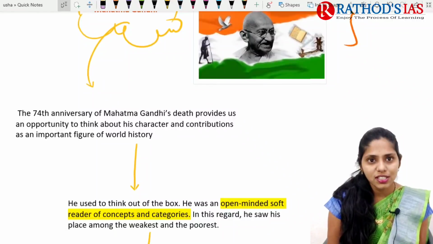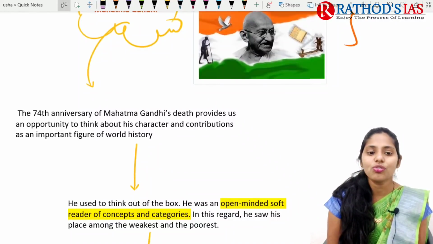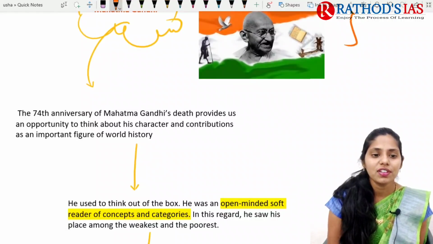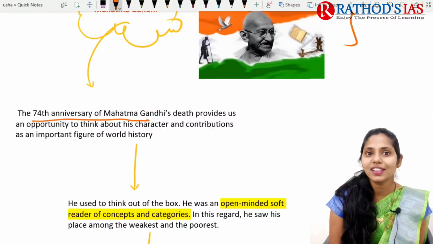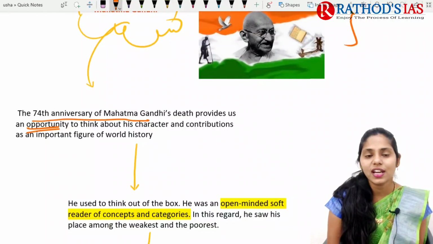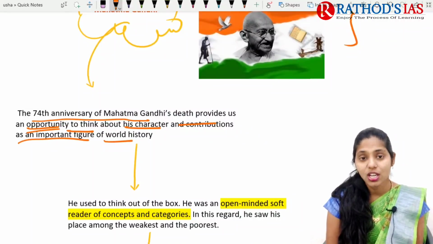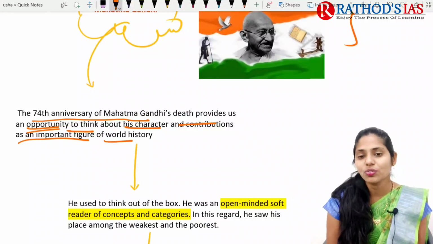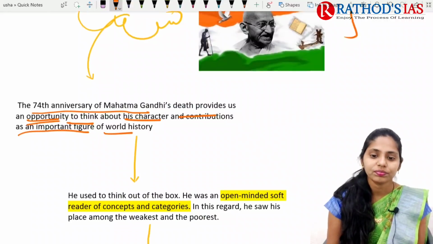So this year 2021 is the 74th anniversary of Mahatma Gandhi's death, which provides us an opportunity to think about his character and contribution as an important figure in our world history. In our world history and modern history, he was one of the important personalities. So on this day, we need to think about the character as well as the contributions of Mahatma Gandhi to our nation.